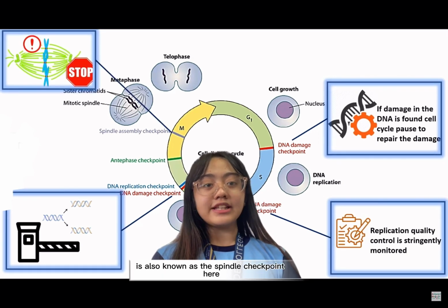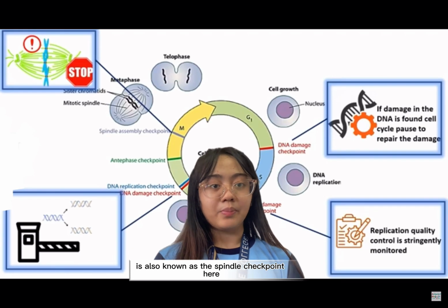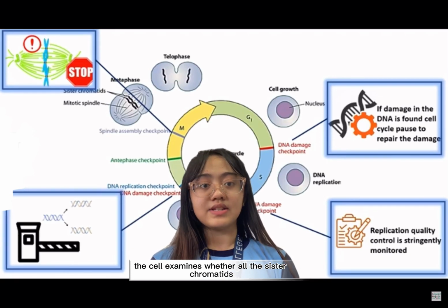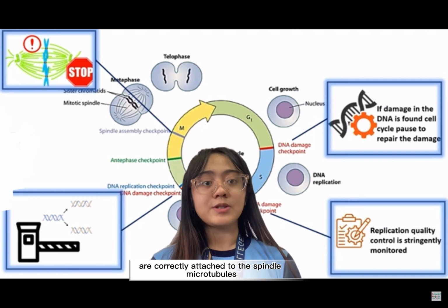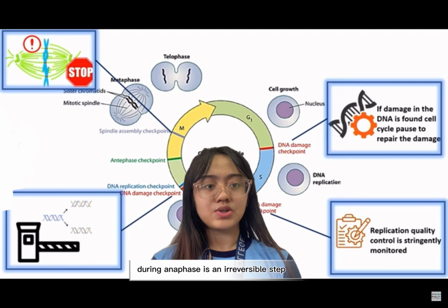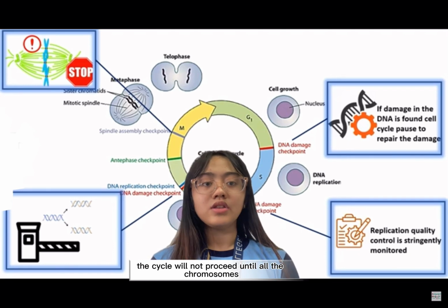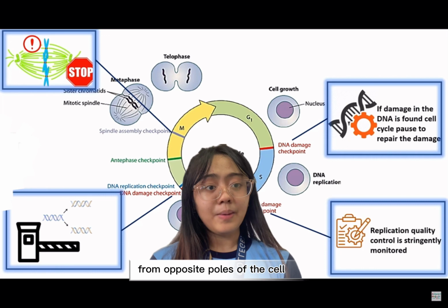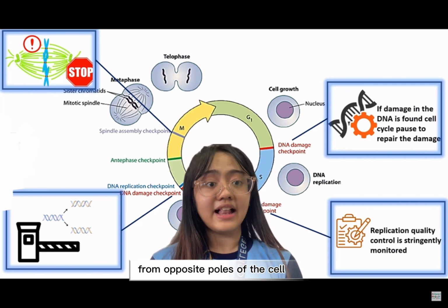The M checkpoint is also known as the spindle checkpoint. Here, the cell examines whether all the sister chromatids are correctly attached to the spindle microtubules. Because the separation of sister chromatids during anaphase is an irreversible step, the cycle will not proceed until all the chromosomes are firmly attached to at least two spindle fibers from opposite poles of the cell.